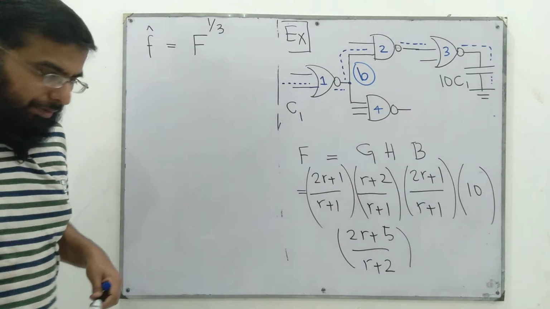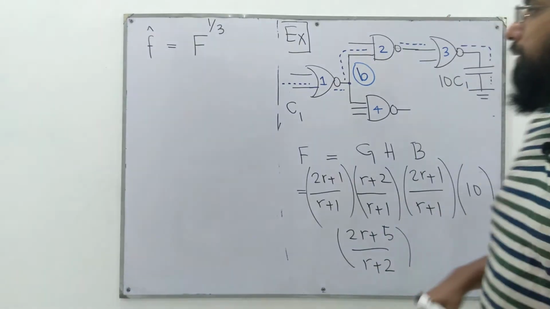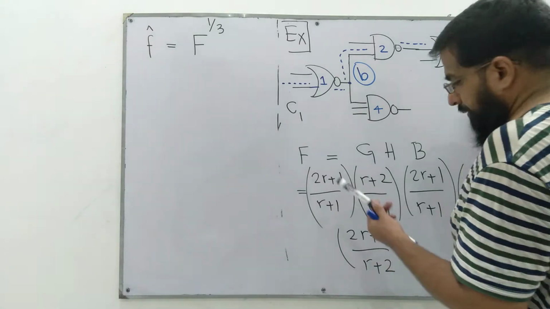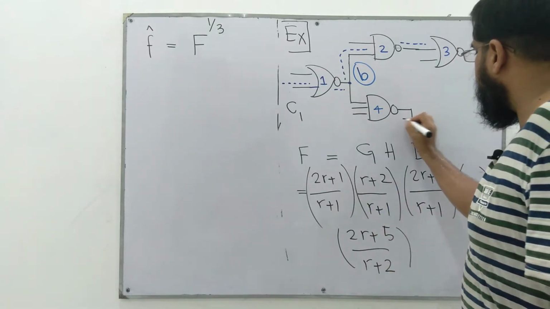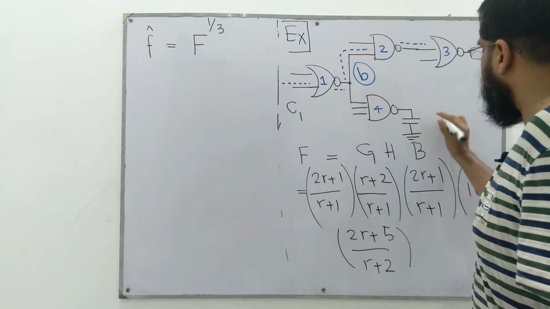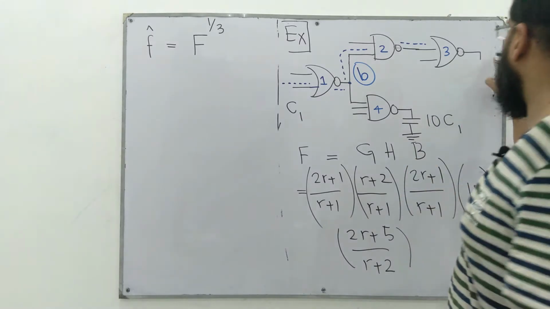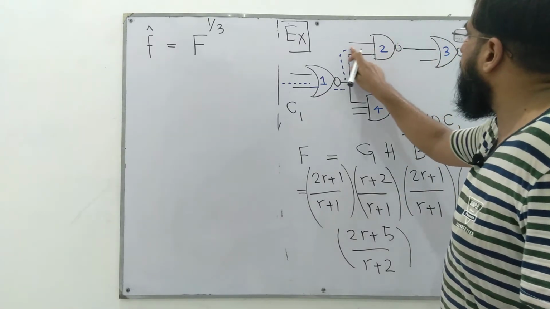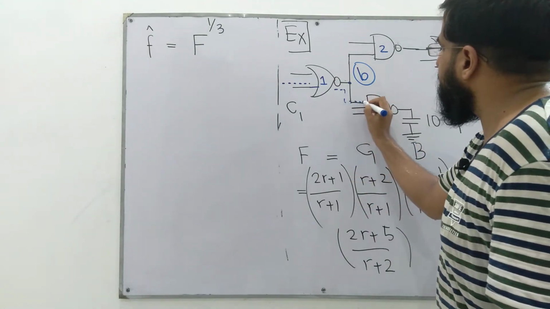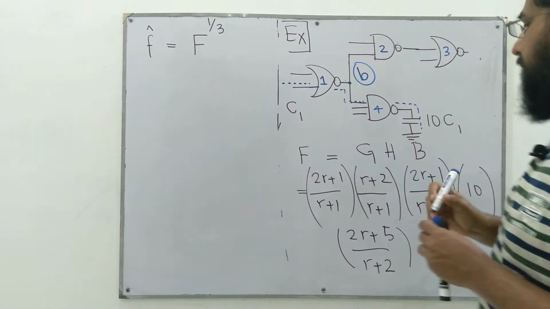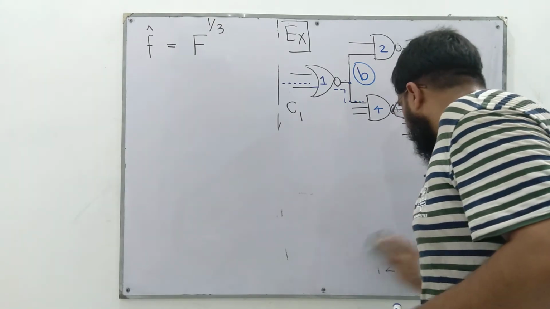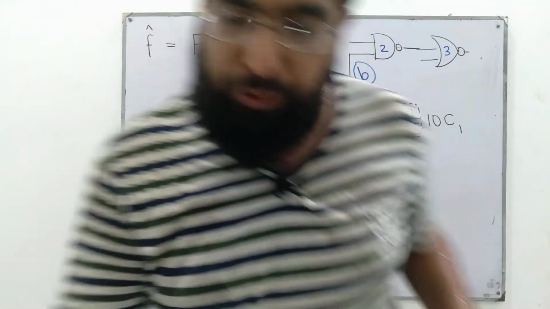As part B of the question, there is a slight modification in the path. Now we have attached CL, which is 10 times C1, here instead of being here. So the path is now this. Now the path is this. So how would you compute capital F and then small f for this new chain?